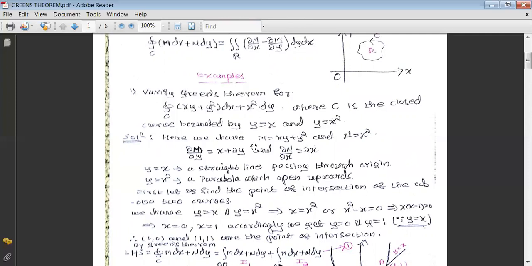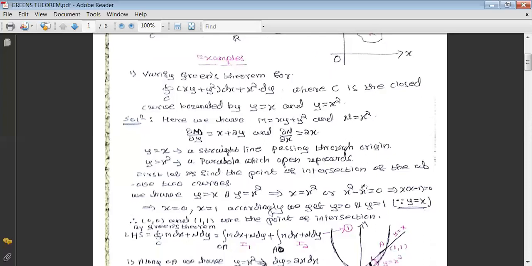First, let us concentrate on finding the partial derivative of M with respect to y. Once you differentiate with respect to y, x is a constant, the derivative of y with respect to y is 1, plus the derivative of y square is 2y. And the partial derivative of N with respect to x is, the derivative of x square with respect to x is 2x. Now, first let us identify the region in the xy plane.